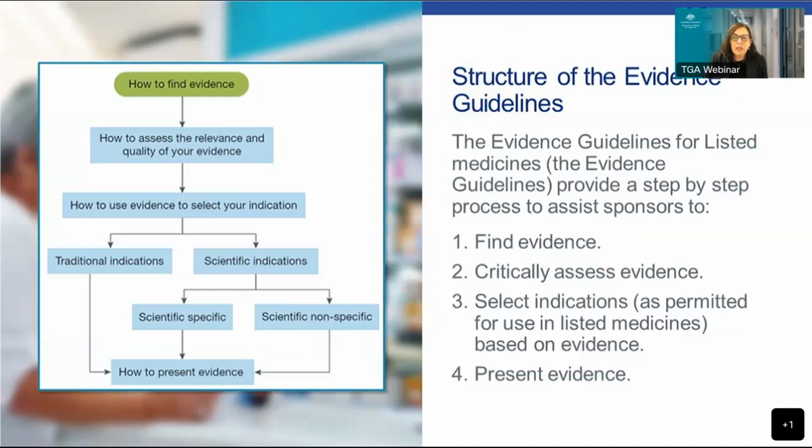The evidence guidelines are structured to provide a step-by-step process to assist sponsors to find evidence, critically assess the evidence, select indications based on evidence, and present that evidence. This structure is based on the scenario where a sponsor first selects a research question, then researches the evidence landscape, and then selects therapeutic indications based on the evidence they find. However, it is possible to follow the guidelines in a different order. For example, a sponsor may choose to first select the indications for their medicine and then survey the evidence landscape. I'll now go through each of the sections of the guidelines in more detail.